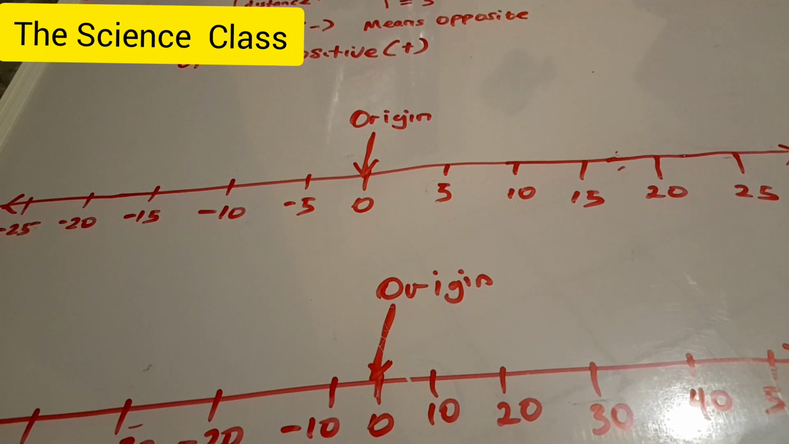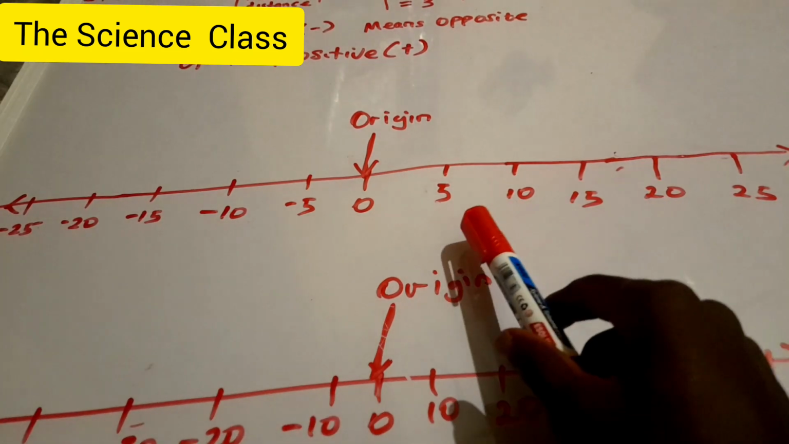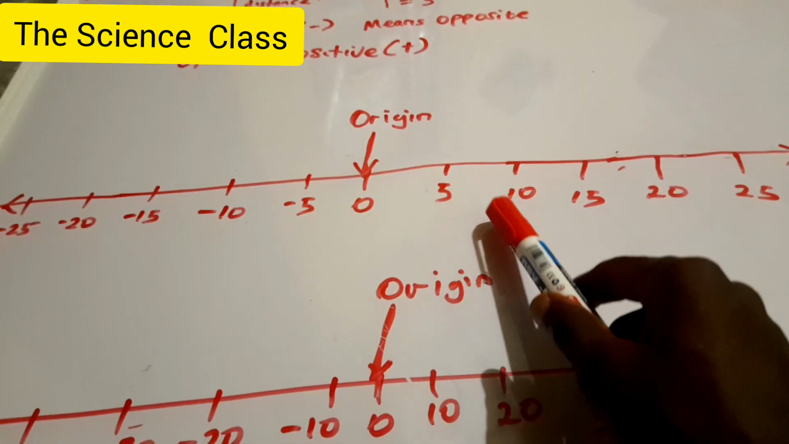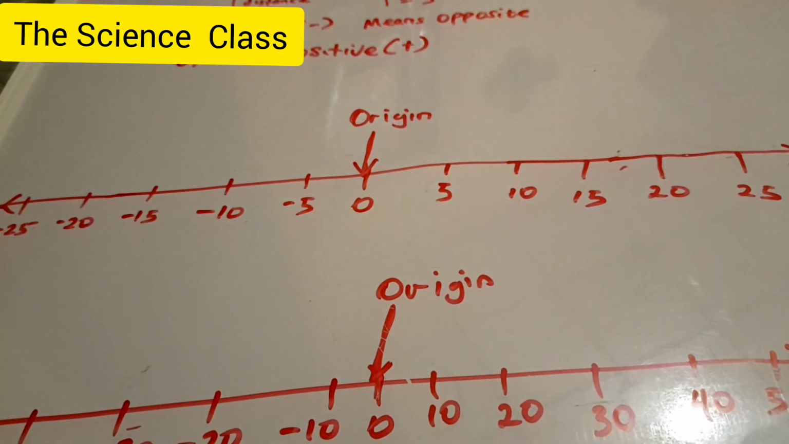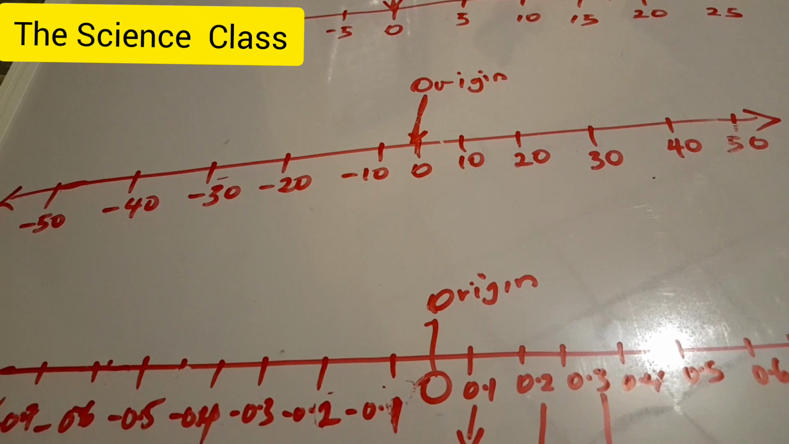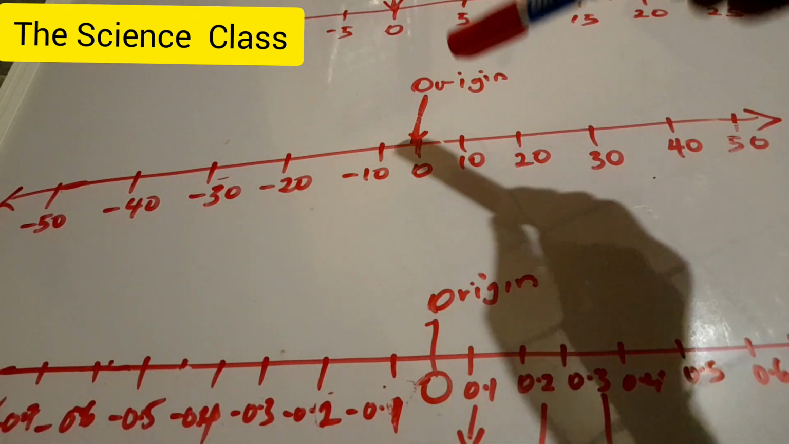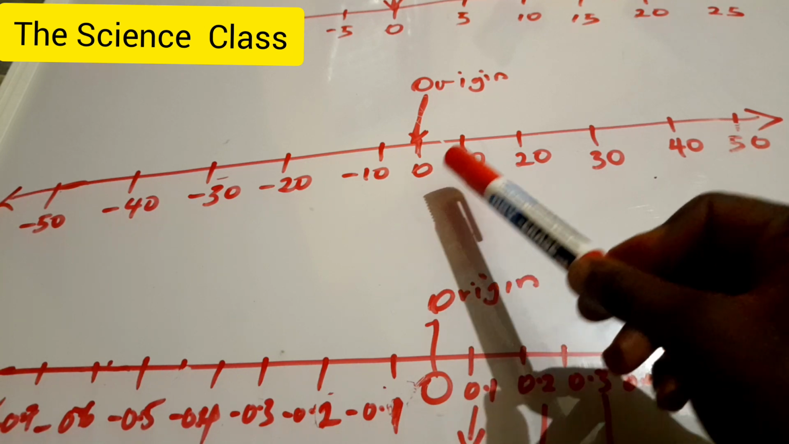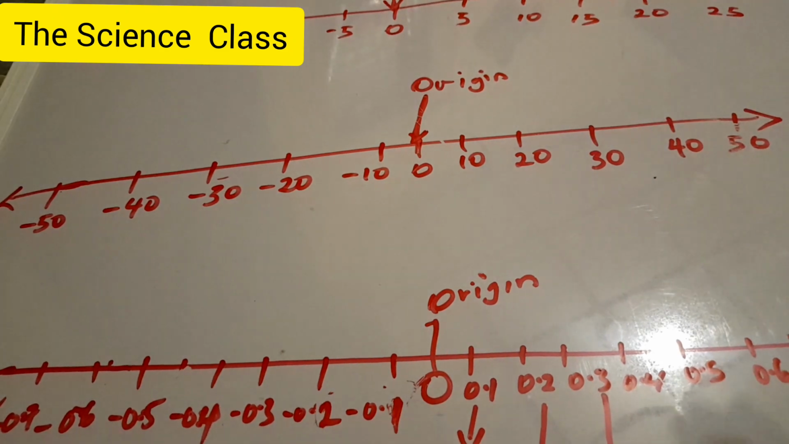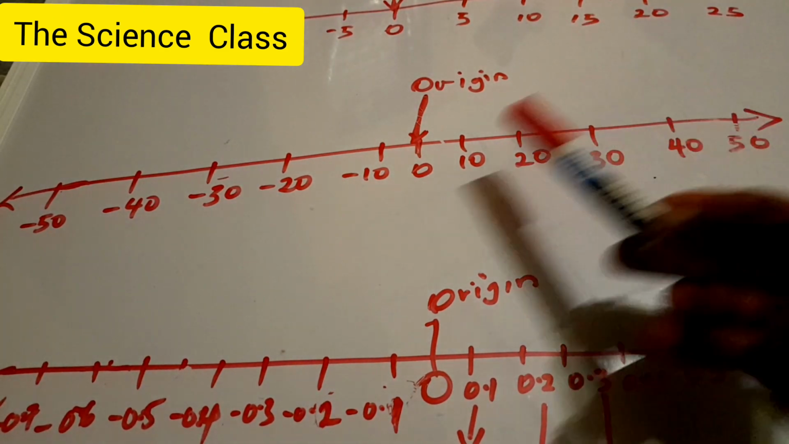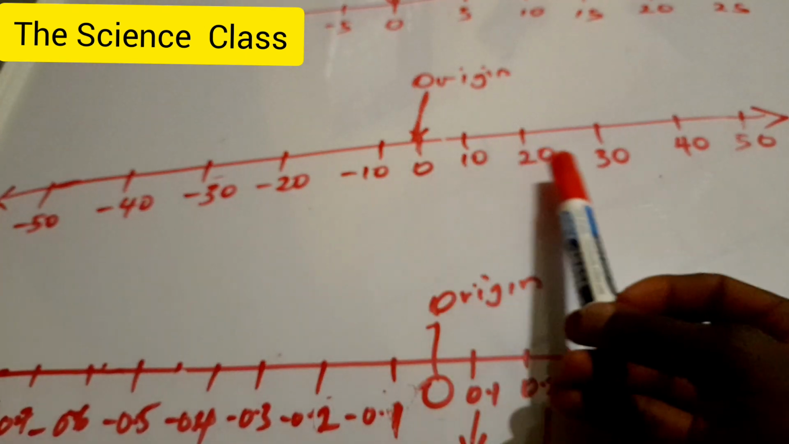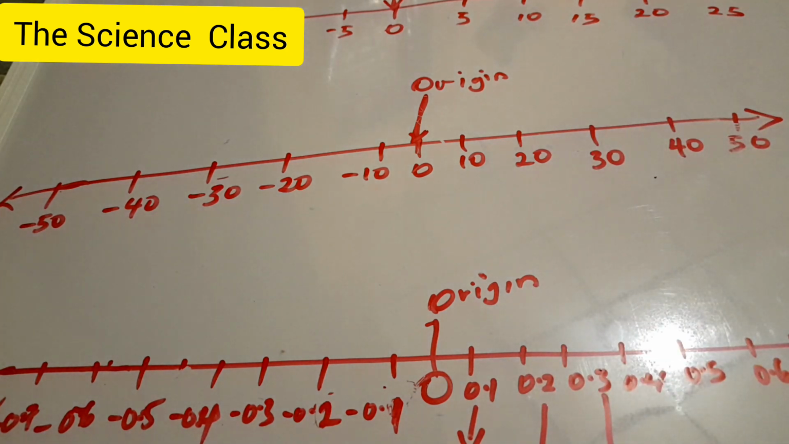But what I want to just bring out here is that this kind of number line has an increment of 5 per division. Another example of number line is this. This has an increment of 10 per division. This is 0, this is 10, the next is 20, 30, 40, and towards the negative side it is decreasing by 10. Just like I said, the negative is the opposite of positive.